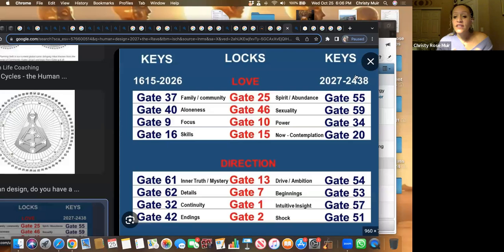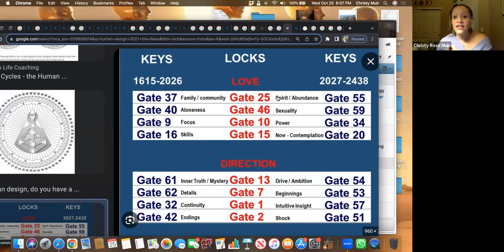And then we have the keys from 2027 up to 2438. So we see that we had family and community. Aloneness was where you go to work and you worship in this temple of aloneness, of applying focus of skills that you've honed in order to support and contribute to the family and community. But what's changing about that is that we're no longer all about family community. It's not about the tribe anymore.